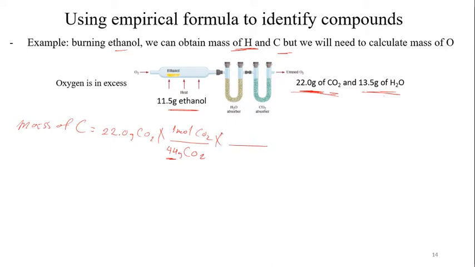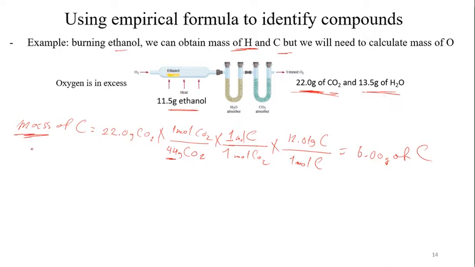Then I know that each mole of carbon exists in 1 mole of carbon dioxide, and that around 12.01 grams of carbon exist in 1 mole of carbon. From that I get, this means I have 6 grams of carbon.